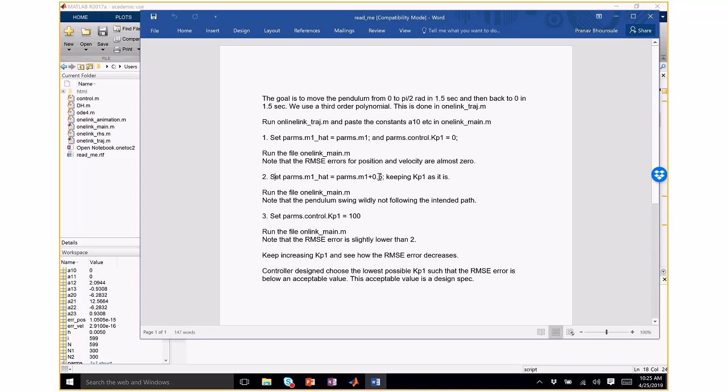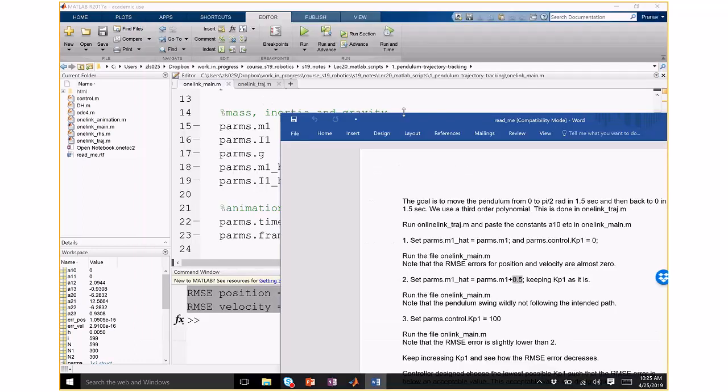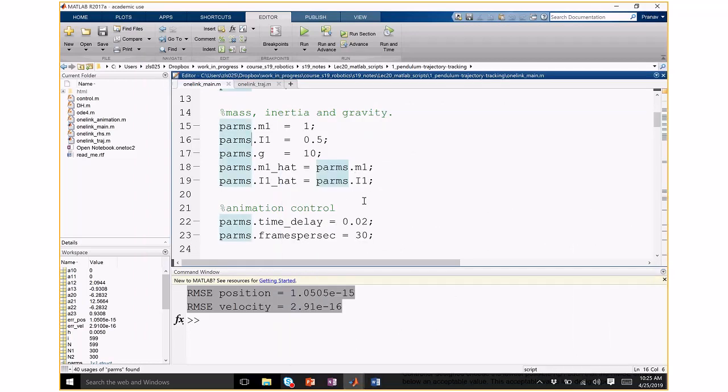So what I'm doing is I'm saying that, by the way, I'm not able to estimate the mass properly. It's off by 0.5 kilograms. Okay, my estimate is above the normal one by 0.5. Now let's run this and see what happens. So here I introduce 0.5.